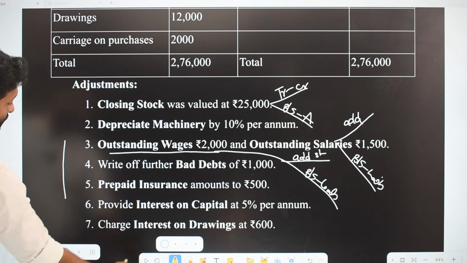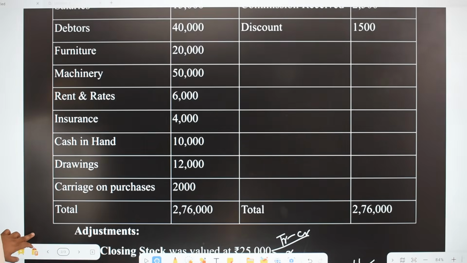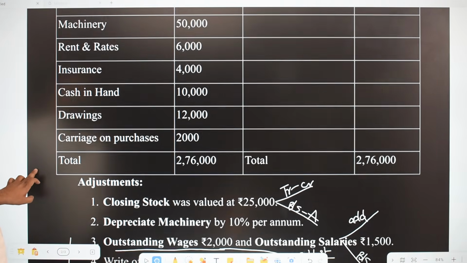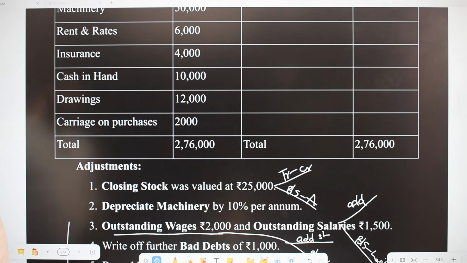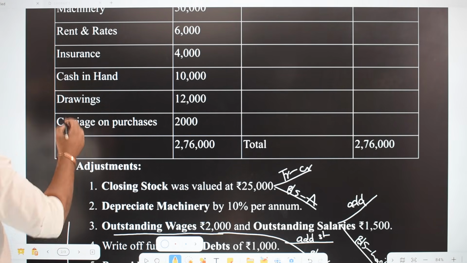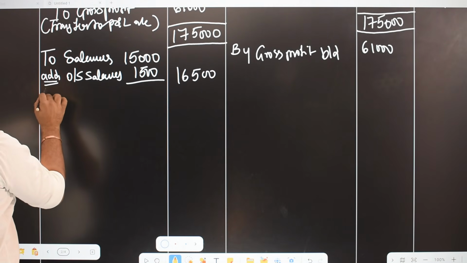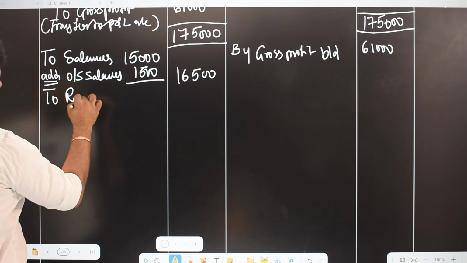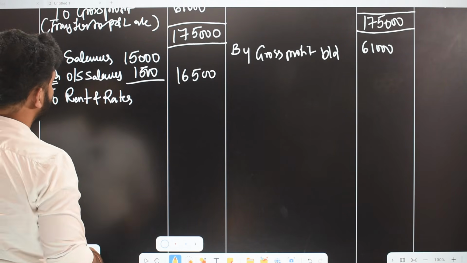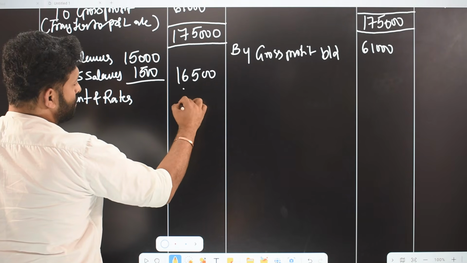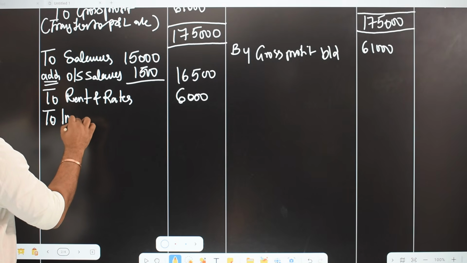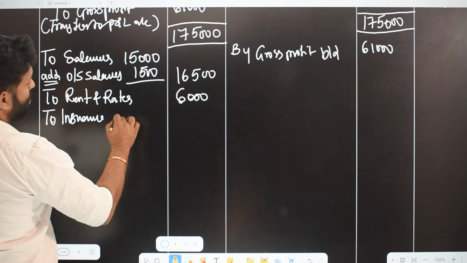Check the next transactions here. So after salaries, we have debtors is asset, furniture is asset, machinery is asset, rent and rates is an operating expense posted on the debit side of profit and loss account here. Clear? So to rent and rates, any adjustment? There is no adjustment. That's why I'm directly posting here. Rent and rates, that is 6,000. And next we have insurance. Insurance is also an operating expense.